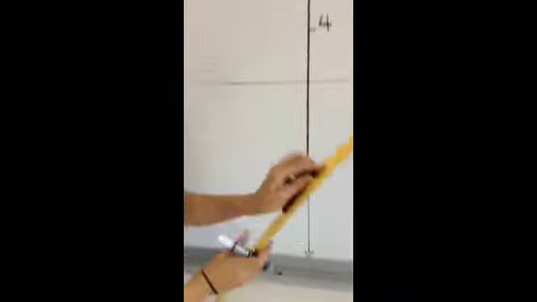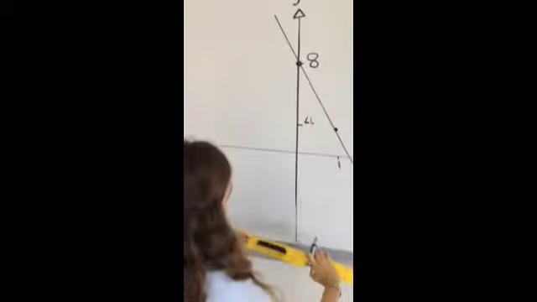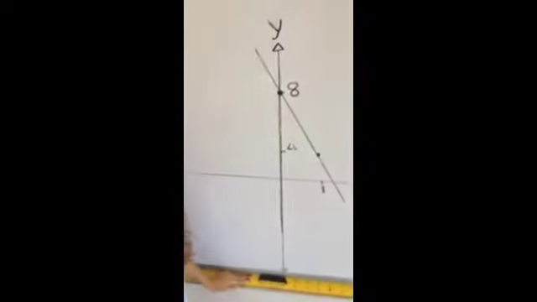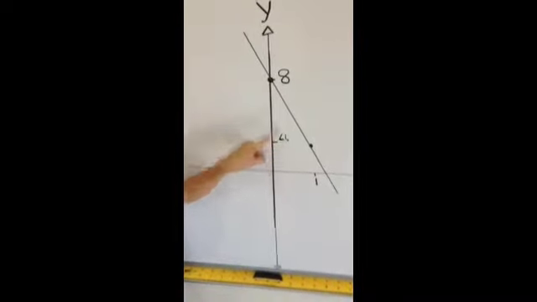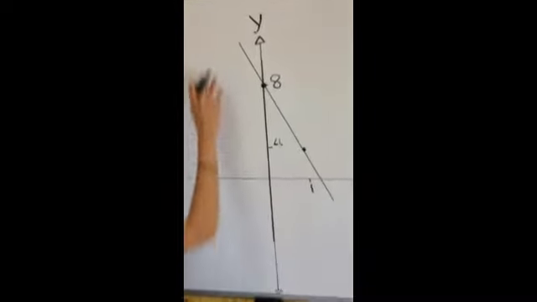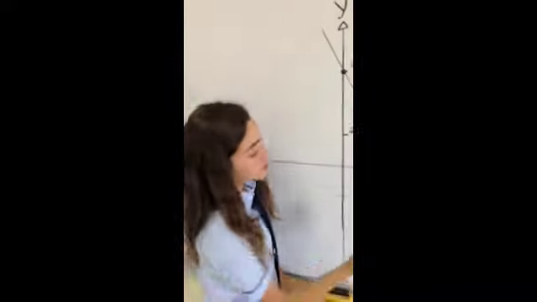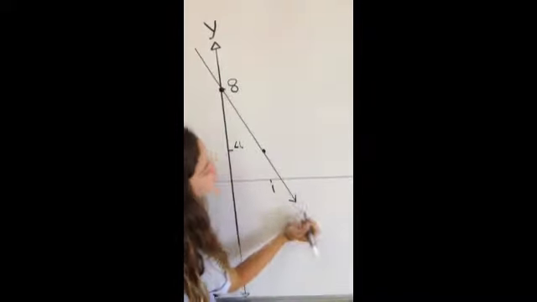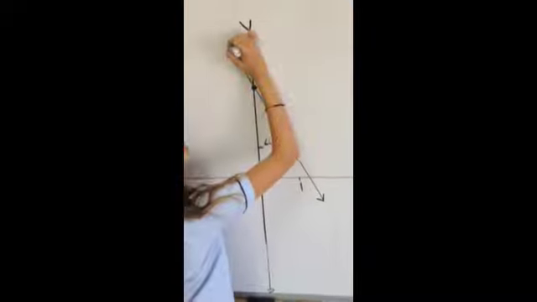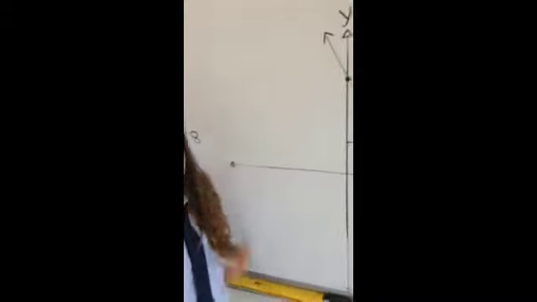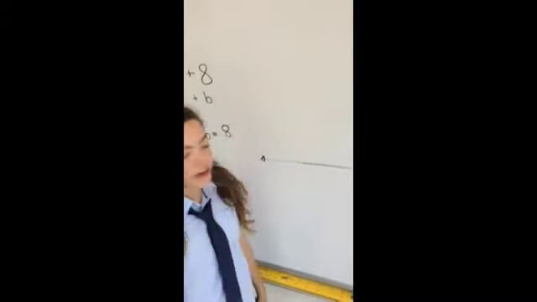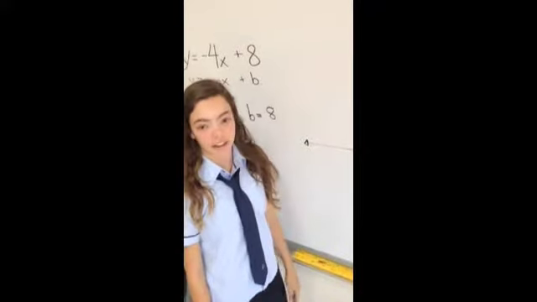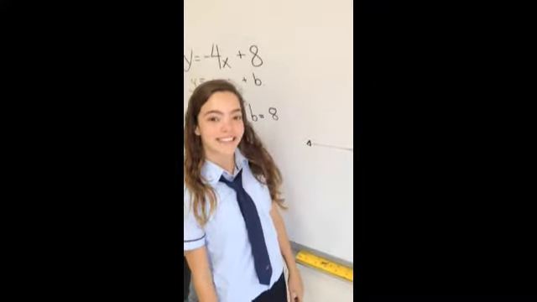Our last step is to join up these points together using a ruler. Although we have only plotted 2 points on the graph, this line goes on forever. So make sure to draw 2 arrows at the end of each point of the line. So there you have it. This is your graph using negative slopes, and I hope you learned.